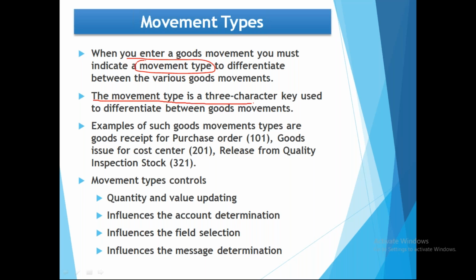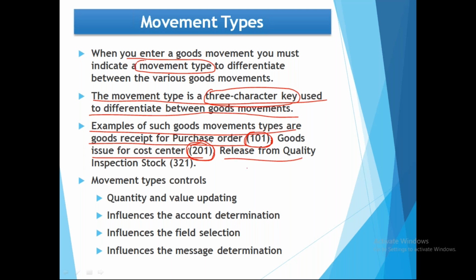The movement type is a 3-character key used to differentiate between goods movements. So movement type is basically a 3-digit key. I will show you this in the system. Examples of such movement types are: goods receipt for purchase order, movement type 101; goods issue for cost center, 201; and release from quality inspection stock, movement type 321. So these are different movement types.